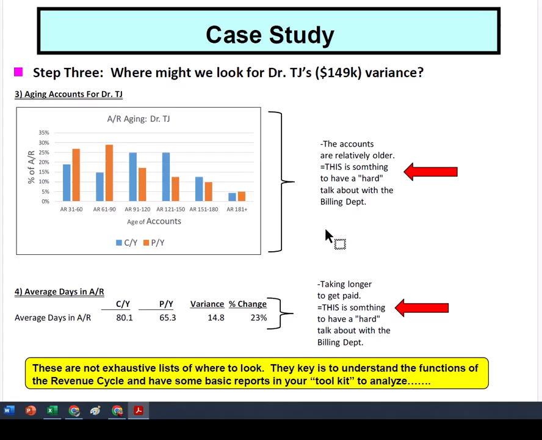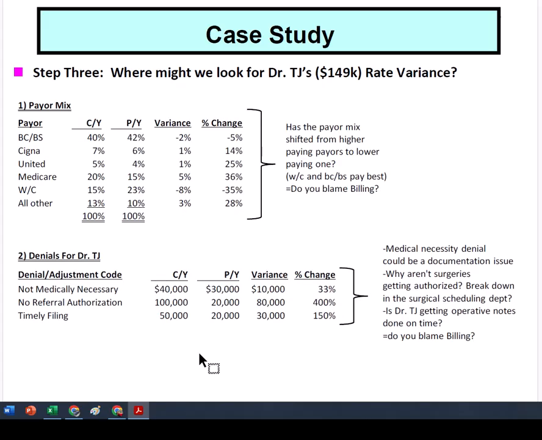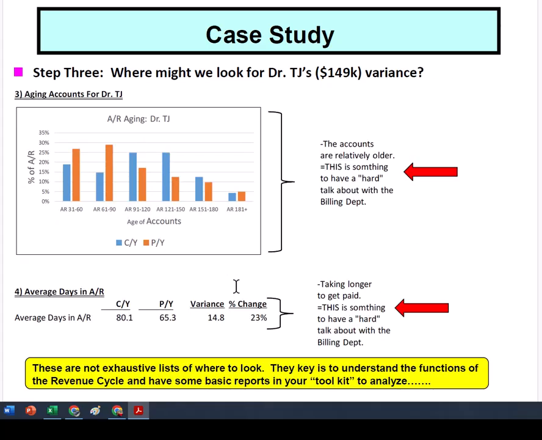Now they may say, look, it might just be because you're fighting on no referral, we're fighting on medical necessity, et cetera. But I'm going to have a talk. Again, there's nothing exhaustive here. The thing I'm trying to emphasize is that these reports are part of your toolkit.